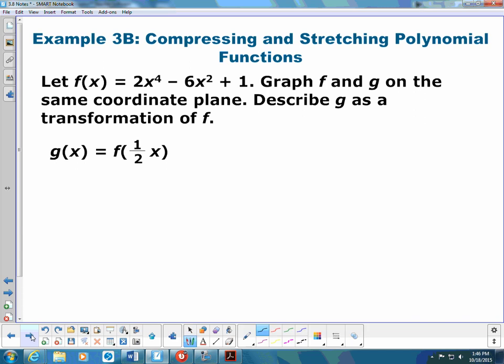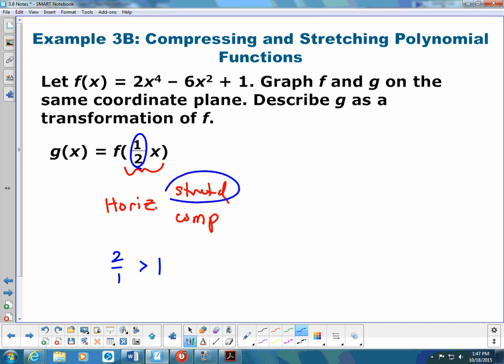Well, if g of x is f of 1/2 x, we have that 1/2 is being multiplied by the x before we put it into the function. So you know that anytime you're multiplying the x by something, it's either a horizontal stretch or a horizontal compression. Well, in order to decide which, you need to take the reciprocal with these horizontal changes. If I take the reciprocal of 1/2, I get 2 over 1. Since 2 over 1 is greater than 1, that means it is going to be a horizontal stretch, not a compression in this case. So it's going to be a horizontal stretch of 2 over 1, or 2. So that's how we would describe g as a transformation of f. We'd say it's a horizontal stretch of 2.